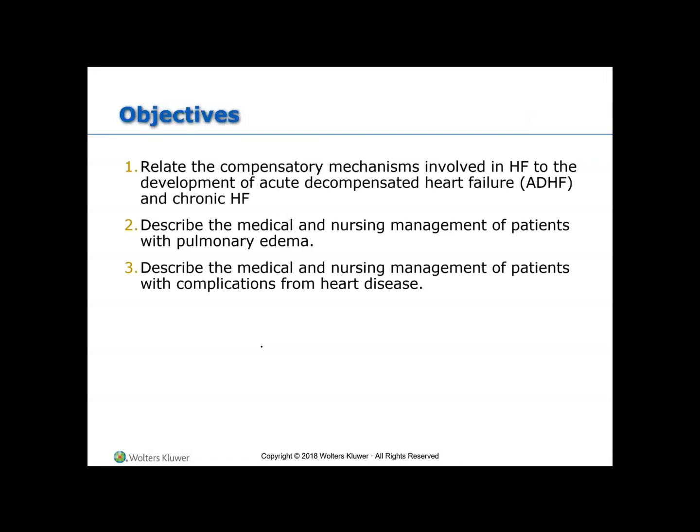All right, here's our objectives for this lecture. Like I said, make sure you're reviewing them for exam purposes.